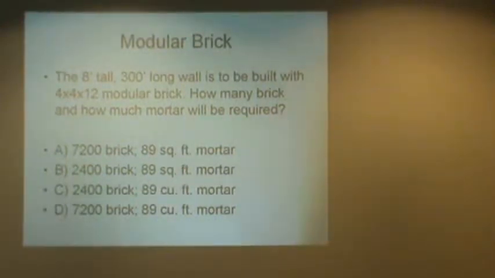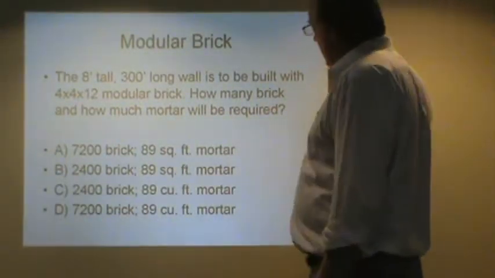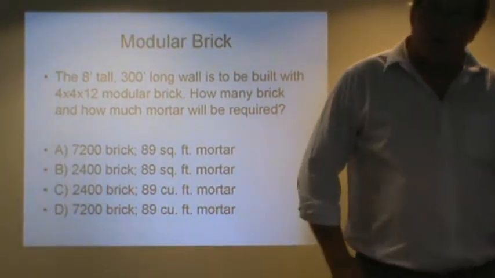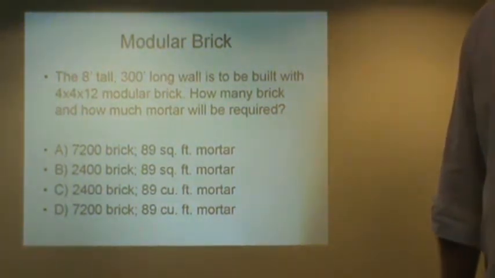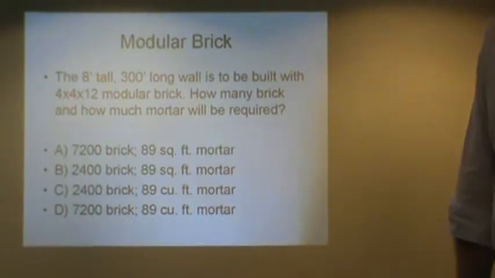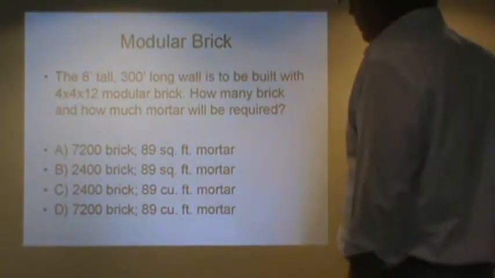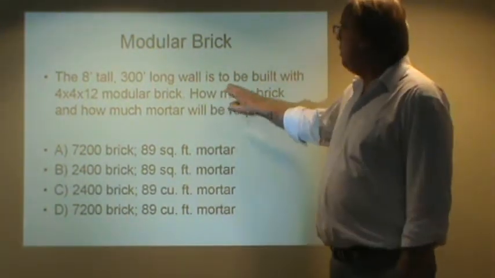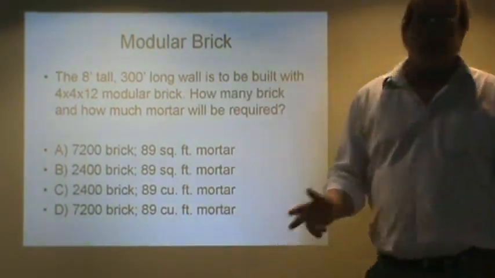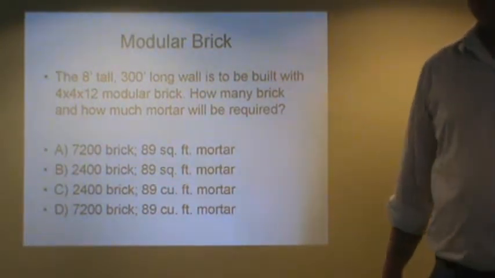We should have got answer D on this one. If you look at the table that we're working off of on page 566, the left-hand side says a 4 by 4 by 12 modular brick. There's going to be 3 per square feet of wall. 8 times 3 is 2,400. 2,400 times 3 is 7,200 brick.